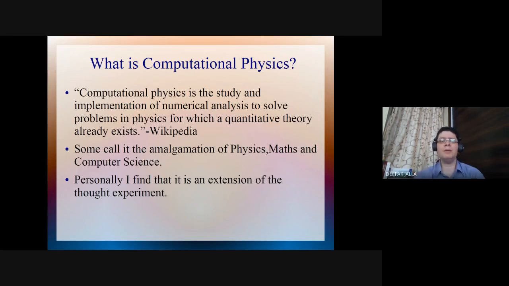Now, some people call it the amalgamation of physics, maths, and computer science, and personally, they are more or less right. But I find that description a little belittling of computational physics, because I find that it is more an extension of the thought experiment that was popularized by Albert Einstein. So this itself is a very interesting story.